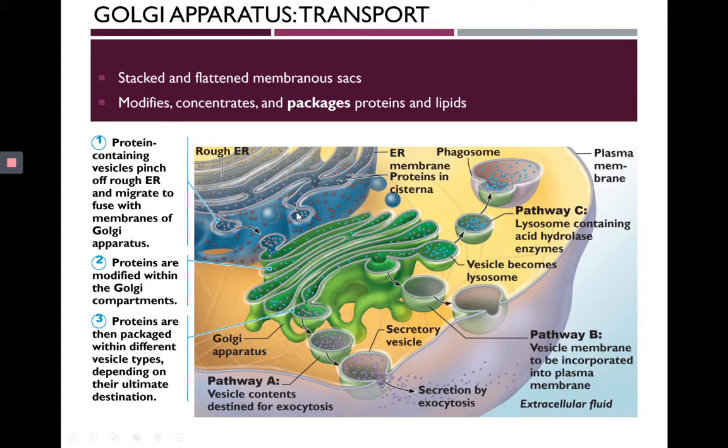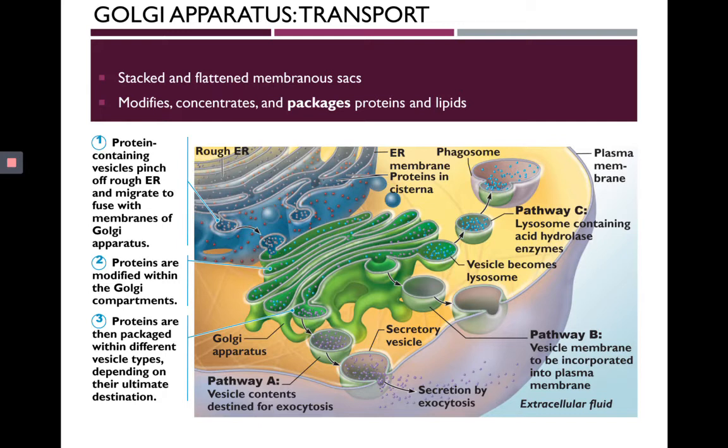Or maybe the rough ER made phospholipids, so we're going to add those via vesicle to the plasma membrane. That way the cell can grow. Or maybe we need to digest some of these things that came from the rough ER. Or maybe there's stuff coming from the smooth ER, which can occur and still go to the Golgi apparatus. And then we would need to combine those things with a lysosome, create a phagosome, and digest what's inside that vesicle. So there's 3 different pathways that things can go as they process through the Golgi apparatus.